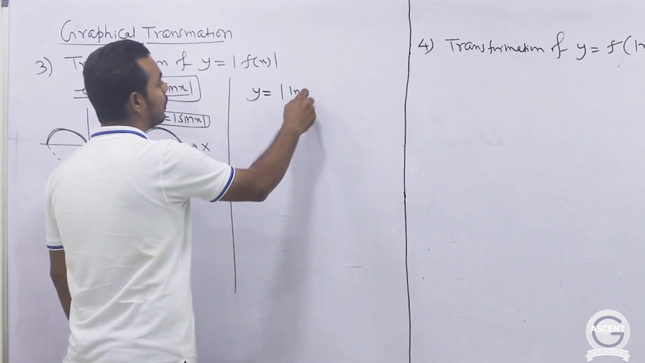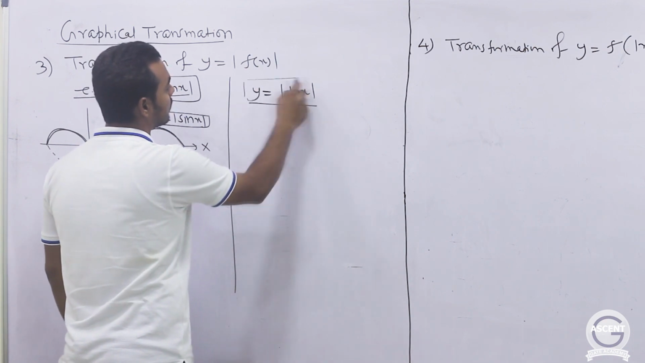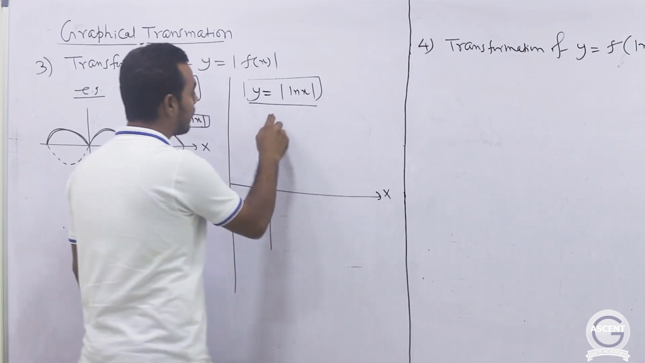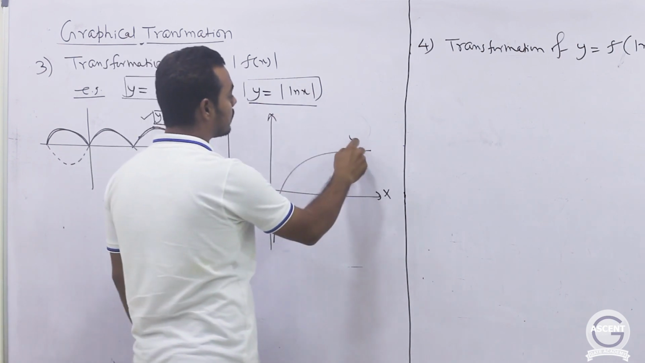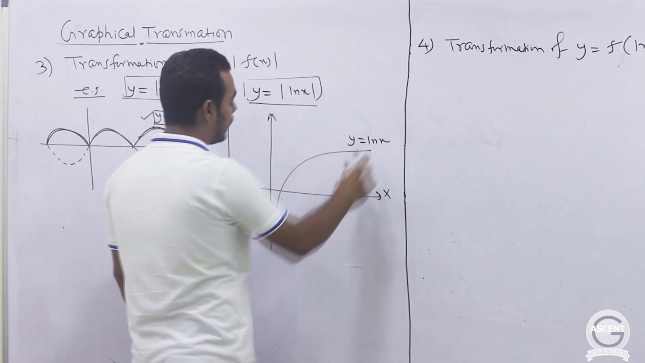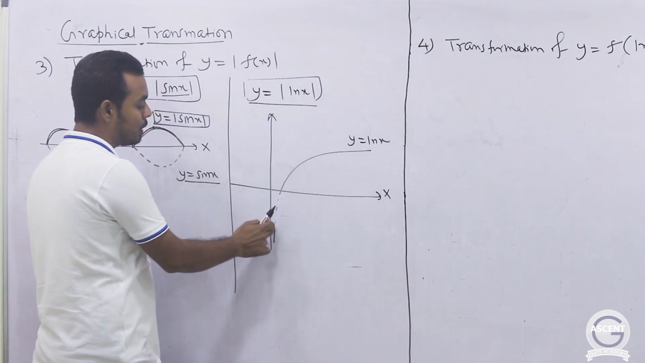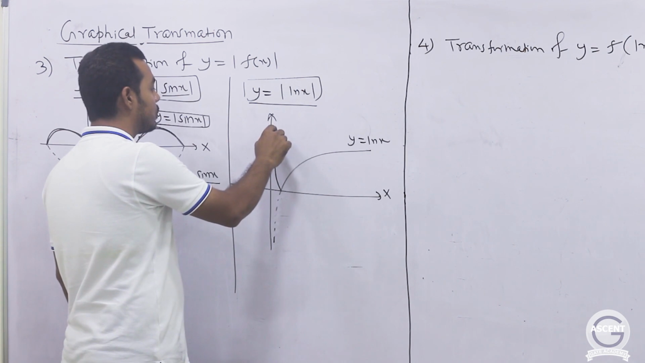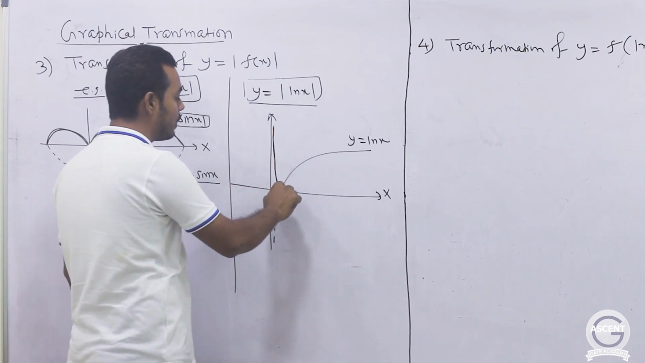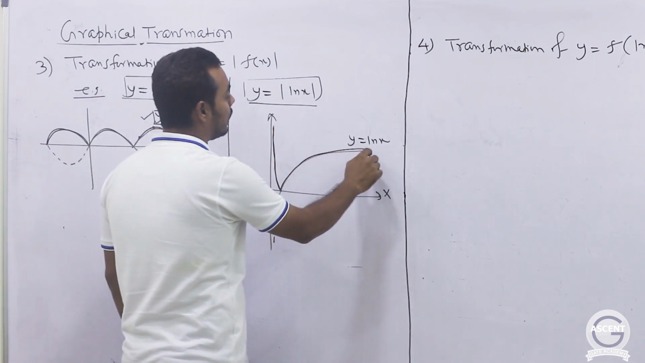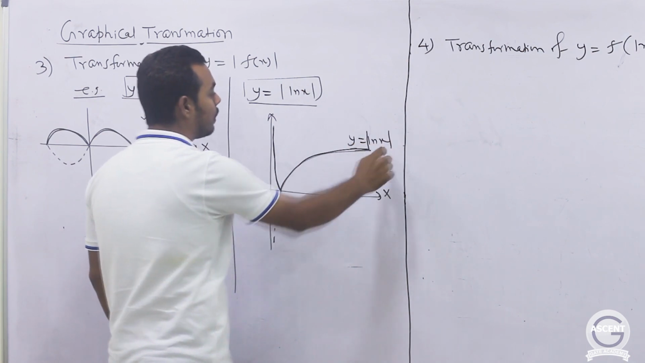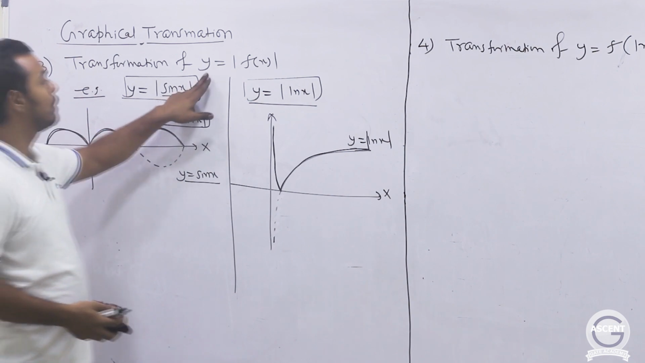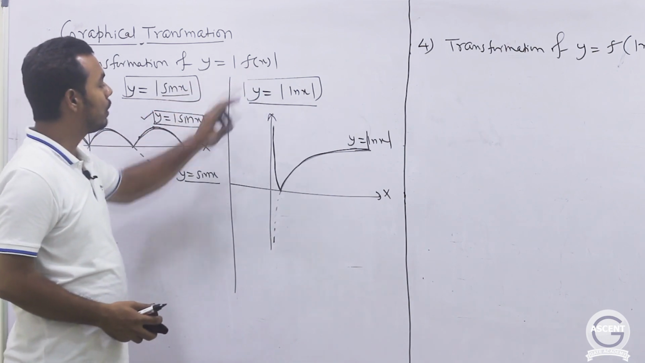Suppose I have to draw the graph of y equals mod ln x. First draw the graph of the function y equals ln x. This will be your graph of the function y equals ln x. Then erase the portion of the graph which is below the x-axis. Take its image in the x-axis. So this will be your graph of the function y equals mod ln x. So this transformation is the transformation of y equals mod of f of x.